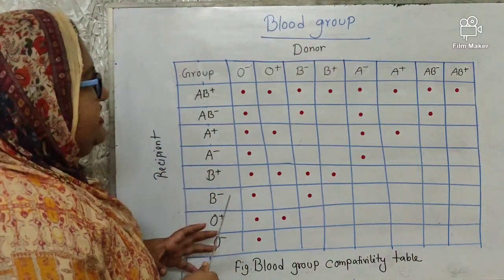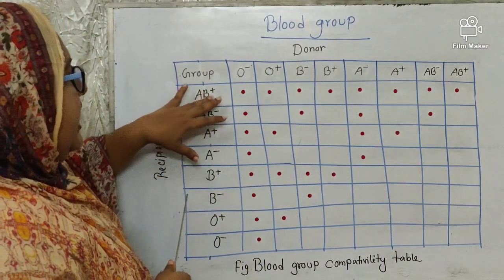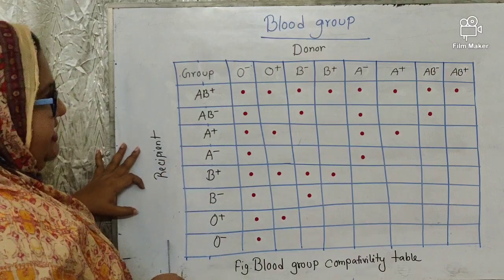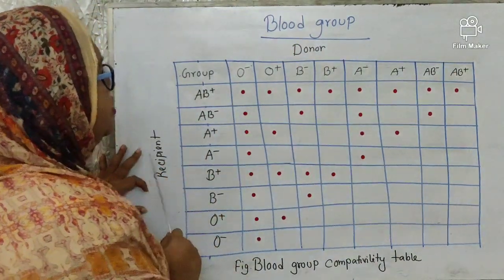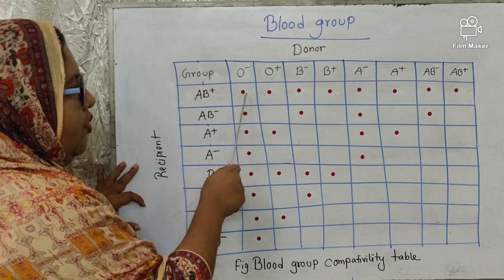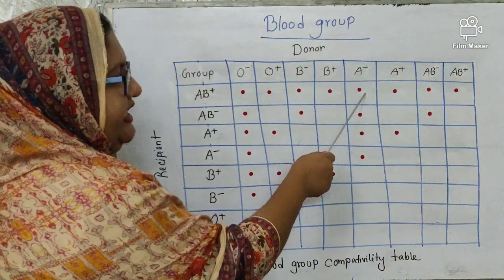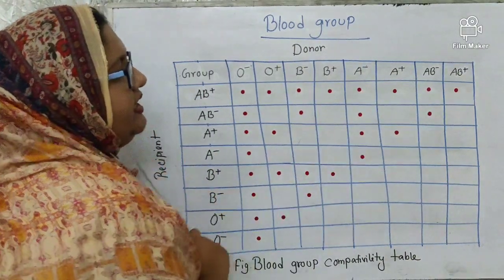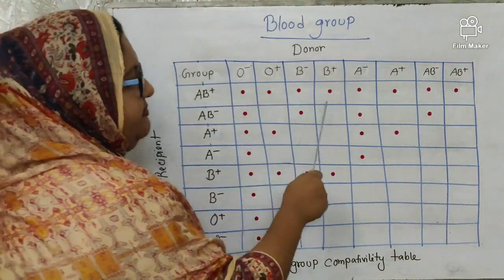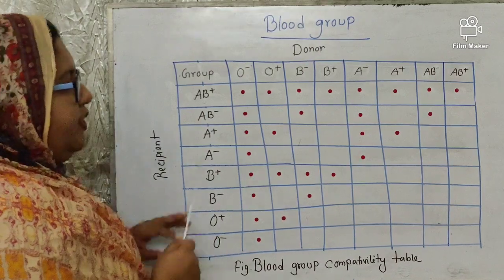Now from this table you will understand about the AB positive blood group. The people of AB positive blood group can receive; these are the recipients and these are the donors. So the people of AB positive blood group can receive blood from O negative, O positive, B negative, B positive, A negative, A positive, AB negative and AB positive. That means the people of blood group AB positive can receive blood from people of all blood groups. So what about AB negative?